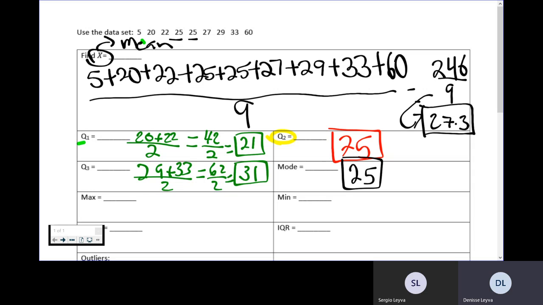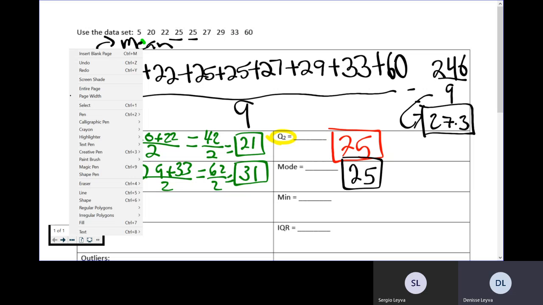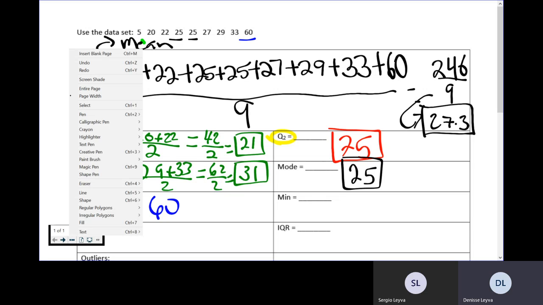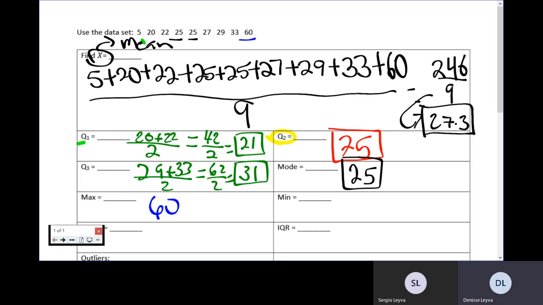If I look for my max, it's pretty self-explanatory. My max is just the highest number. In this case, the highest number is 60. I'm trying to look for my min. My min is the smallest number I have. In this case, my smallest number is 5.